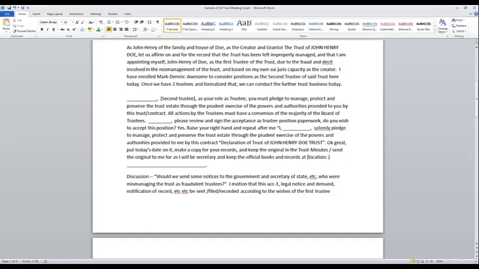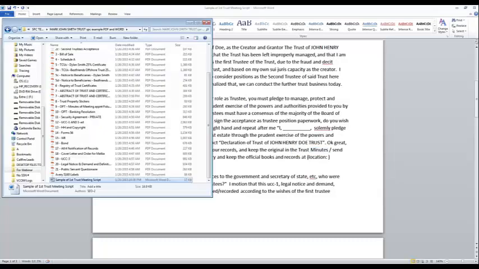Okay, great. We'll put today's date on the acceptance as trustee. Make a copy for your records. You can sign it, and we'll keep the original in the trust meeting minutes in this 3-ring binder here, this books and records. We have a nice cover page, by the way, for your 3-ring binder, and I'll show you what it looks like.